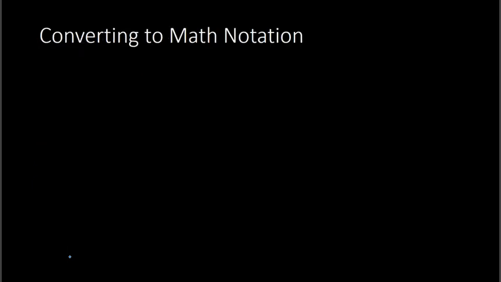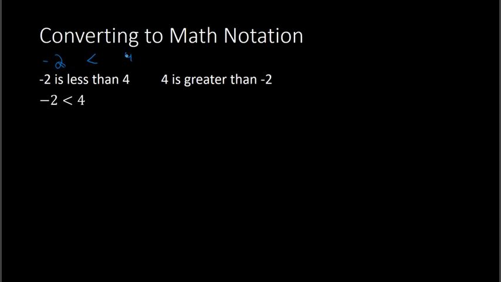Also, it's important to know how to convert into math notation. So here we have a statement: -2 is less than 4. If you had to write this in math notation, the less than would be this symbol, and then we just write the numbers -2, and then 4. So -2 is less than 4. Okay, 4 is greater than -2. To write this one, we have a 4, greater than would be that symbol, and then -2 written over there.